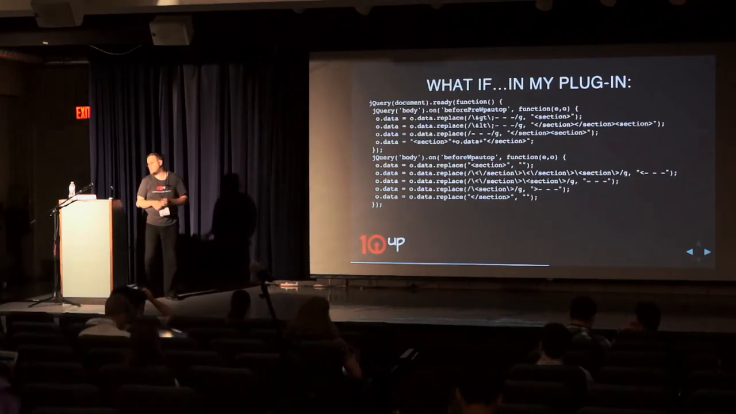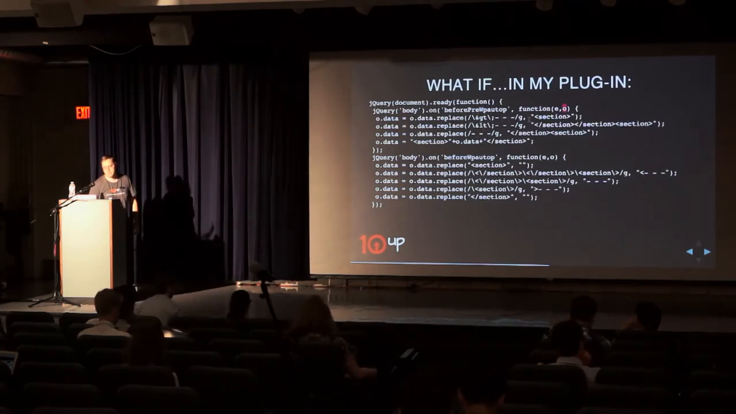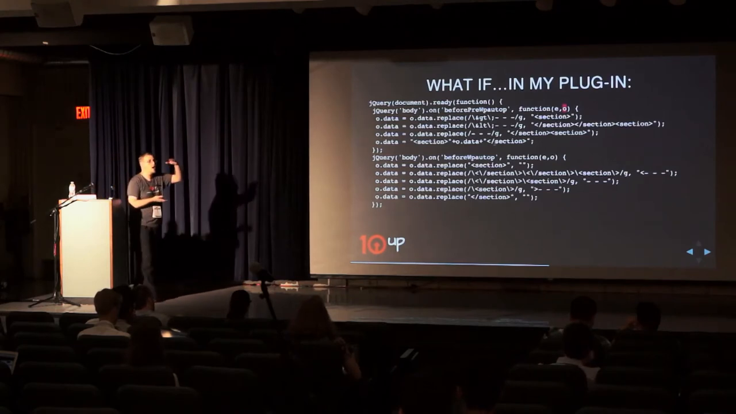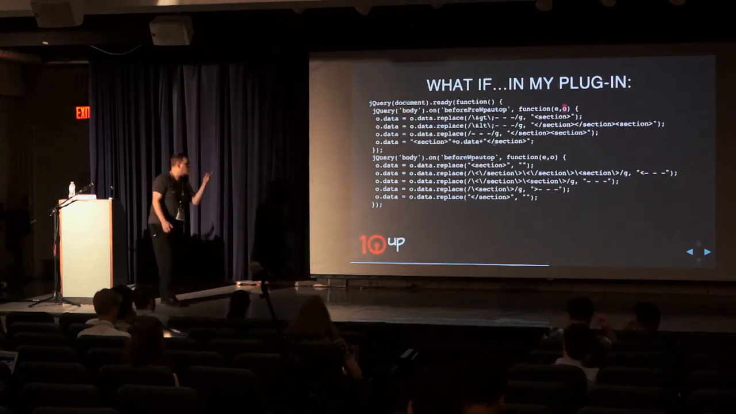basically what we're doing here is we are receiving the object O, and also E. It also passes the event object, but we're mostly concerned about O right now. So we're going to take O, we're going to look at its data. We're going to do a replace on it. We're going to do a second and a third replace. Basically, we're going to pull out greater than dash dash dash, less than dash dash dash, and dash dash dash, and switch those to sections. We're also going to add a section at the beginning and the end of the whole content so that it is correctly nested, correct HTML.